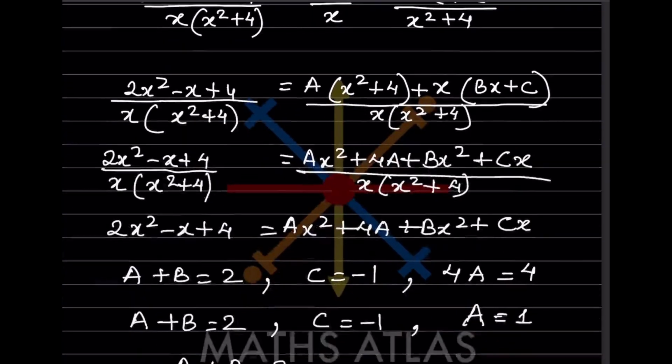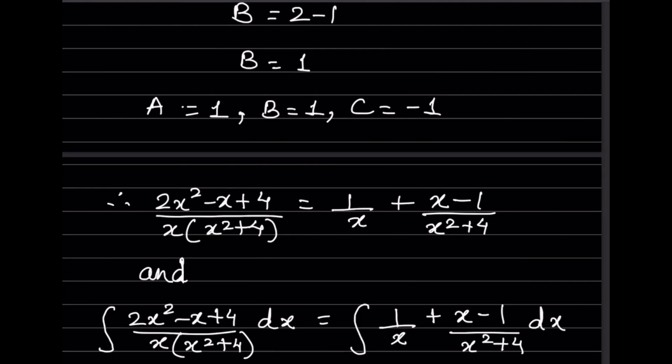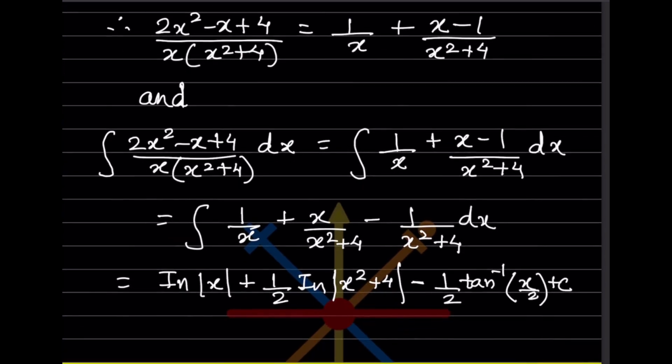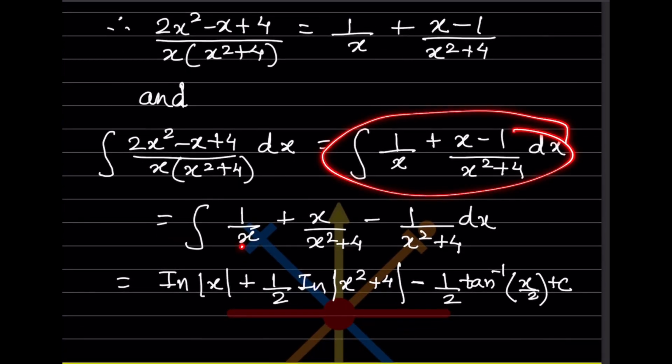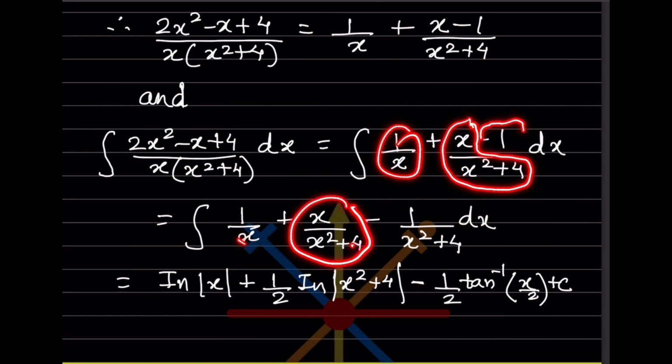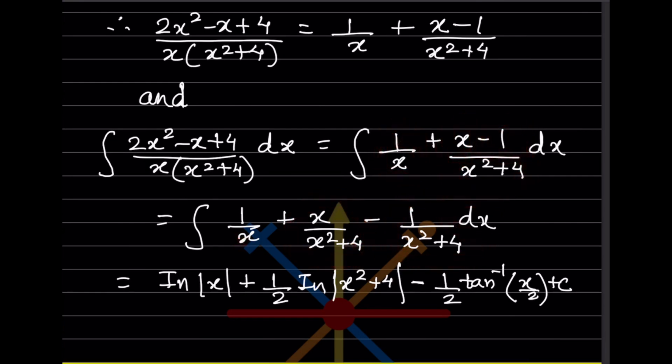So after putting the values, that will be the integral of 1 divided by x, and for this one we can expand it, this into x, and this along with the sign, because there are two terms in the numerator. Hope this is clear. So this is the separated one, dx. Now we are going to look at each one.